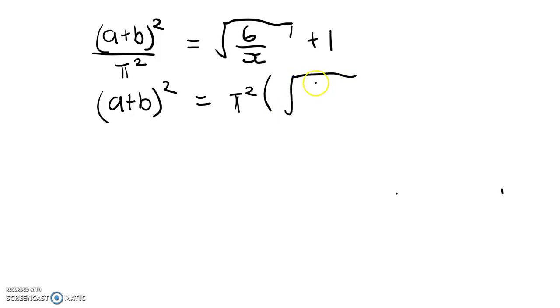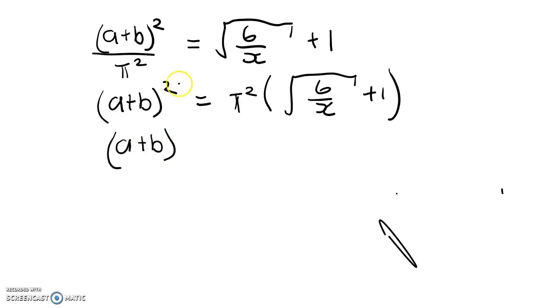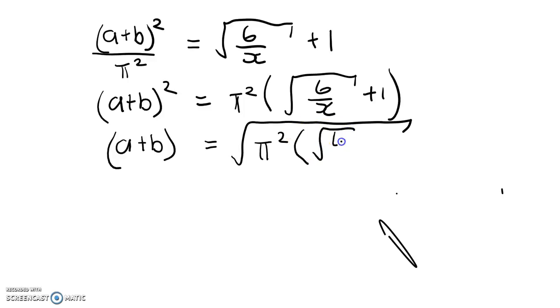So a plus b all squared is equal to pi squared times the square root of 6 over x plus 1. Now notice here I'm multiplying the whole right hand side by pi squared, and that's what these brackets are. The whole right hand side is multiplied by pi squared because I moved it over. Now to go further, we want to get rid of this squared. So again, we take the square root of the whole left hand side, sorry, of both sides.